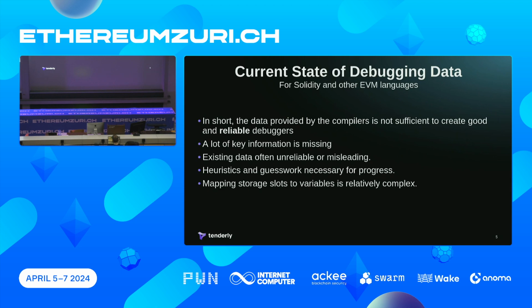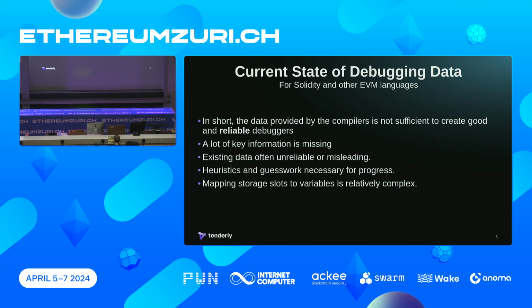In short, there is no reliable way to build a debugger. Simply put, the compiler doesn't output a sufficient amount of information for us to build a reliable debugger, or in some cases, existing data can often be unreliable or mislead us into thinking it's something it's not. Therefore, we deploy some heuristics and guesswork, but of course, there are certain edge cases where those heuristics or guesswork simply don't work.